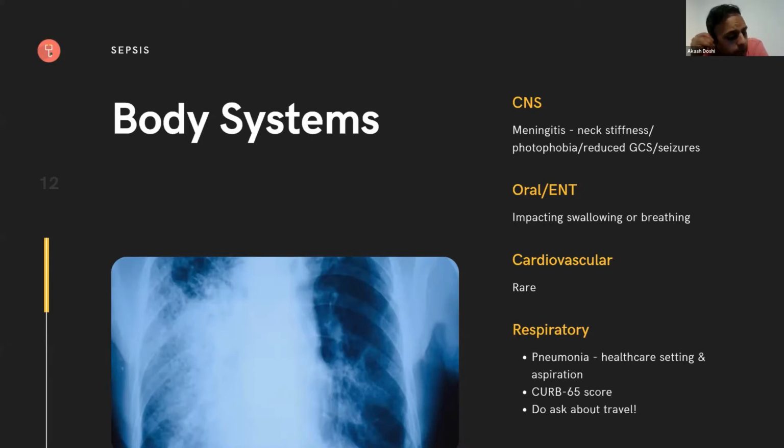Could this be an aspiration pneumonia? So essentially that's where our swallow isn't particularly safe and the bugs go in down the wrong way into our lungs. And that can be dangerous.